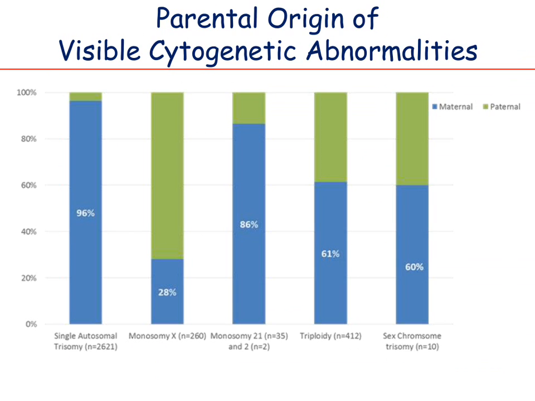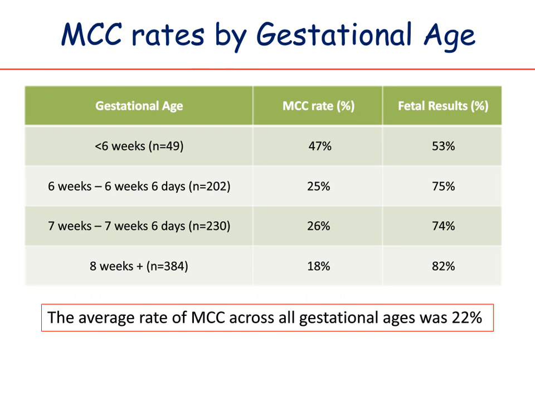If we look at the MCC rates by gestational age, it's clear that the earlier we get the miscarriage sent in, the higher the degree of maternal cell contamination, which does correspond to a decrease in the ability to get fetal results, as you can see from the top line there. And the later you get it, the lower the risk of maternal cell contamination and the greater the likelihood of getting a fetal result. The average rate of maternal cell contamination across all gestational ages was 22%.